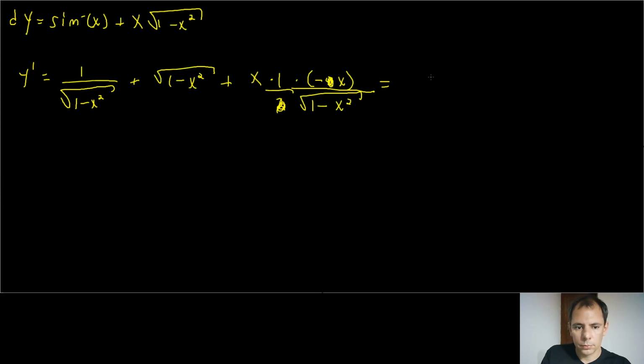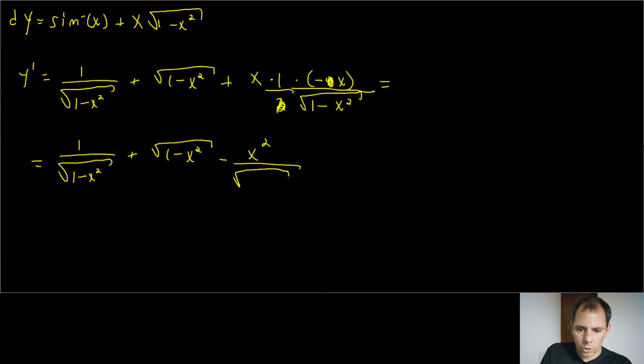Now I'm just going to copy this over here. I'm going to put this equals in there, and this is actually going to become a minus. It's a minus x squared over square root of 1 minus x squared. Okay, now let's see. If we take the minimum common denominator, so we're going to put a square root of 1 minus x squared here, and I'm just going to delete this square root in here.